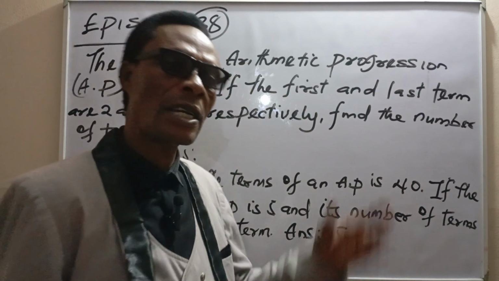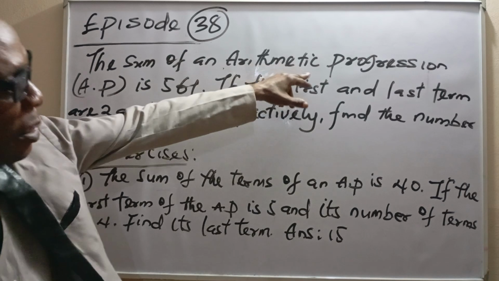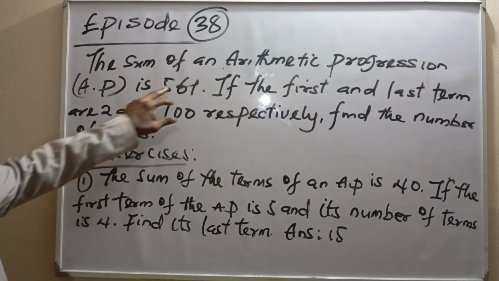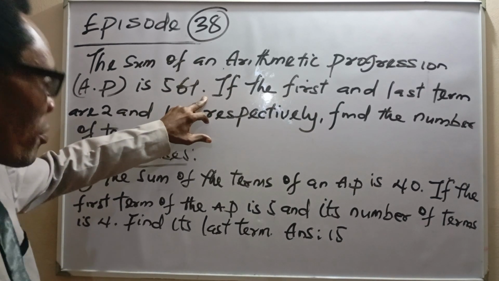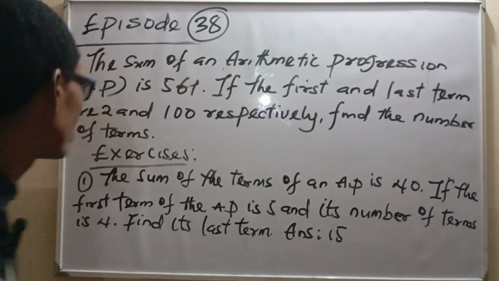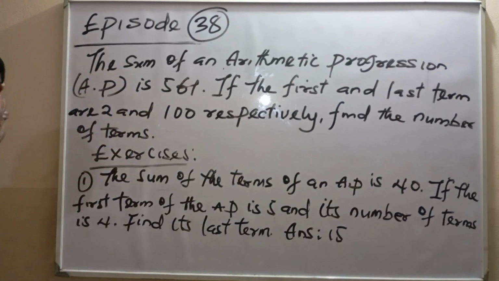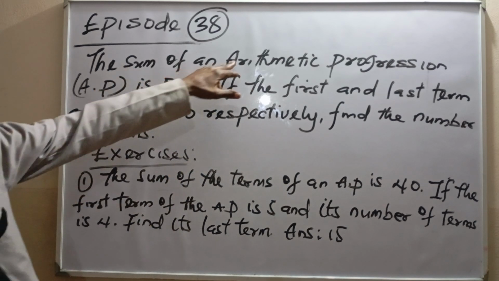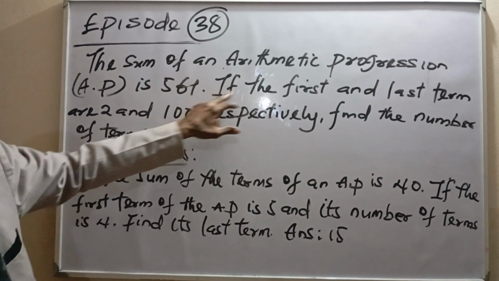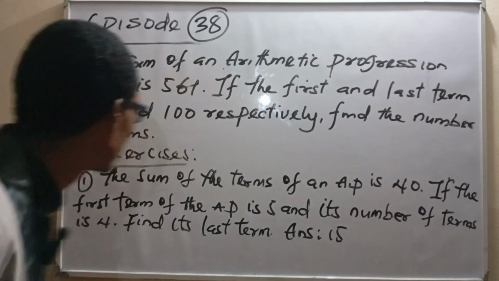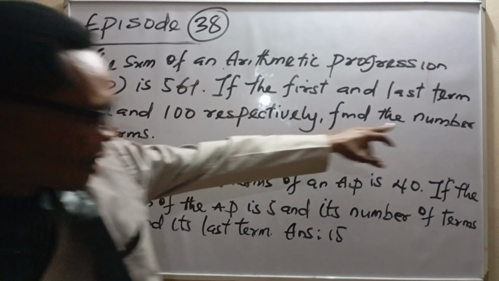So let's consider the next episode, which is episode 38. It says the sum of an arithmetic progression, AP, is 561. If the first and the last term are 2 and 100 respectively, find the number of terms.